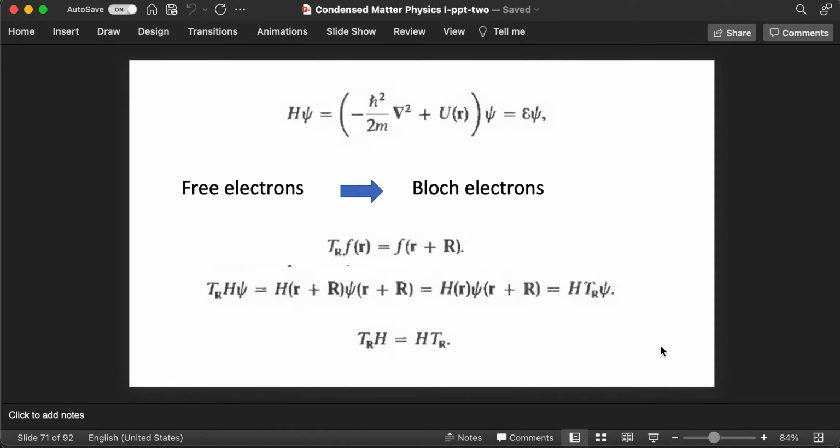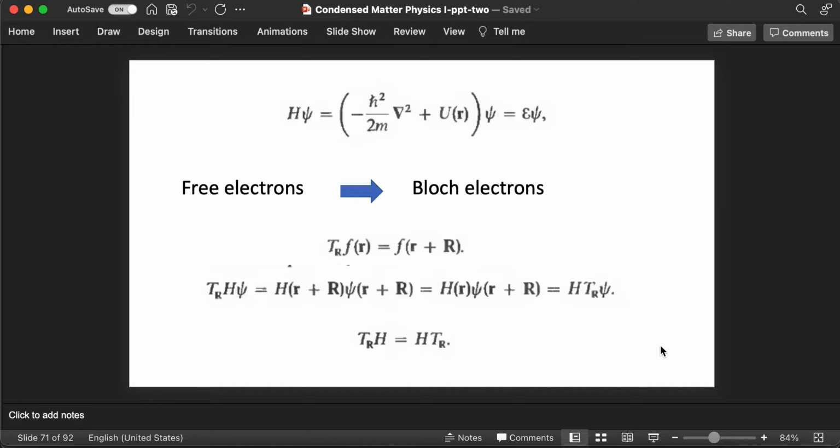So this would be the simple form of the Schrodinger equation. In the free electron Hamiltonian, we have just added the periodic potential U of r. So from free electrons, we will now be looking at what are known as Bloch electrons, after Felix Bloch. The wave functions that satisfy that Schrodinger equation will now be called Bloch functions or Bloch wave functions.